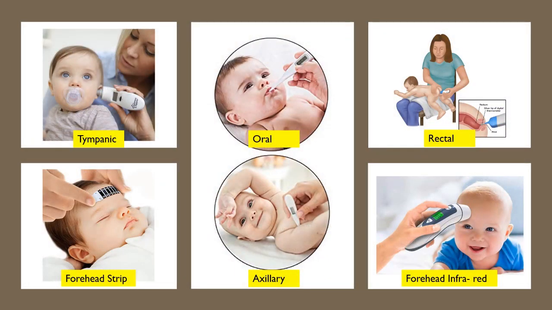Here we can see some examples of the modalities of temperature measurement that we discussed. We can see tympanic, which is infrared, and the forehead strip, which is again detecting the heat radiated off the temporal arteries, similar to the forehead infrared, which is usually either contact or non-contact, but both are equally non-reliable. We have the rectal, which is the gold standard, oral, which is usually the easiest in cooperative children, and axillary as well.